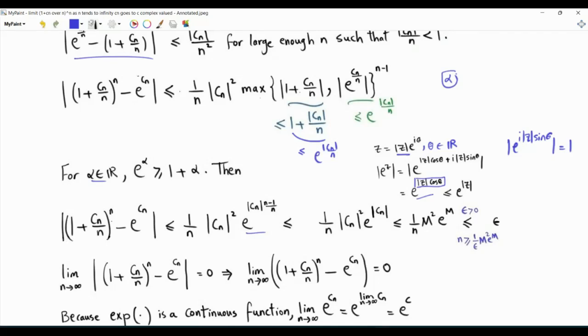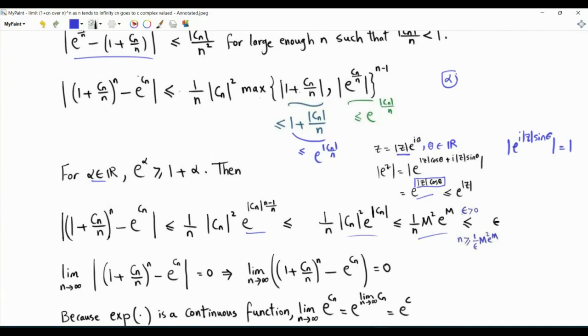The magnitude of 1 plus cn over n all to the power n minus e to the cn now is upper bounded by 1 over n, the magnitude of cn squared, e to the power of the magnitude of cn. And note that cn is a convergent sequence, so it is bounded, and every term in that sequence in magnitude is bounded by this finite positive number big M. And so this upper bound is less than or equal to 1 over n, M squared e to the power M. And this quantity can be made arbitrarily small.